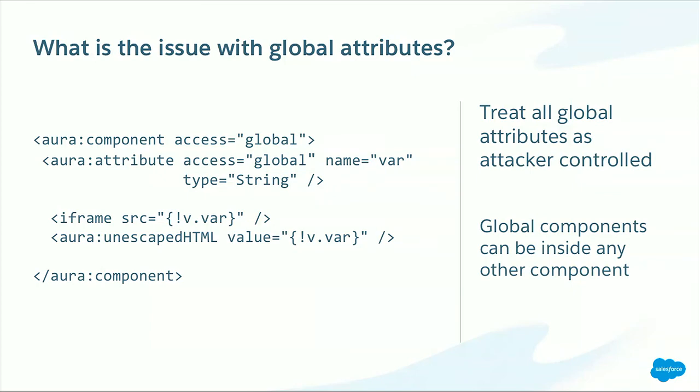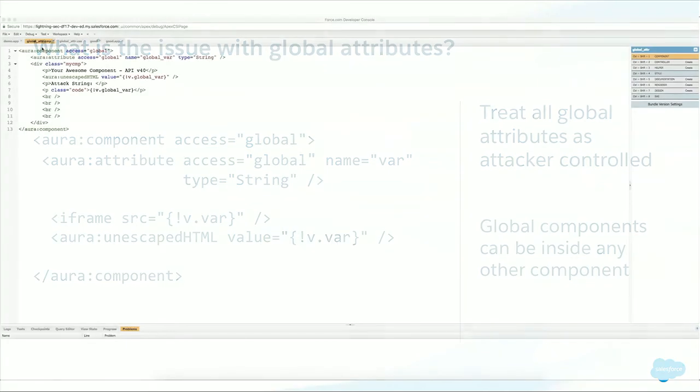Similarly, unescaped HTML is an Aura tag that does not do any escaping. It's a dangerous tag. Similarly, we do not want to put unescaped data from another component into that. Any data that comes directly from a global attribute should be considered malicious and should undergo a similar sanitization process as we described in the last talk. Now, what you sanitize and how you sanitize depends on the context. If it's a URL, you have to do it one way. If it's HTML, you have to do it another way. I'd recommend taking a look at our secure coding documentation for how to do that properly.